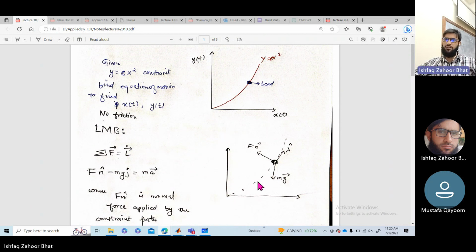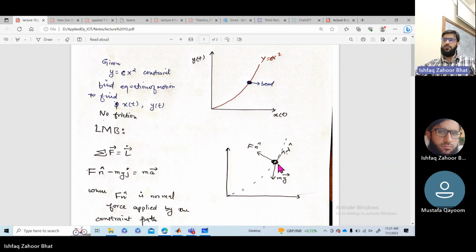So this is the path which I have shown in dashed line, and this is the bead. This is the gravitational pull, mg, and obviously there will be a constraint force due to this surface. And since I have assumed that there is no friction, there will be no force in the tangential direction. So there will be only one force, which will be the contact force, and that will be normal to this trajectory.